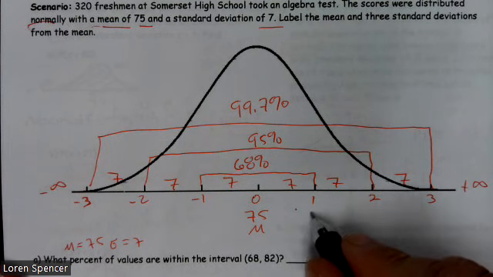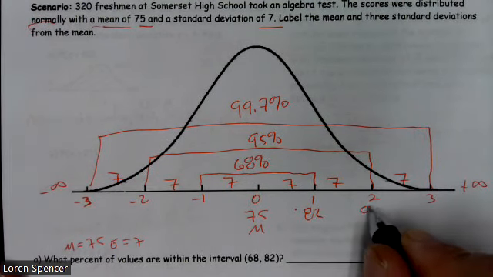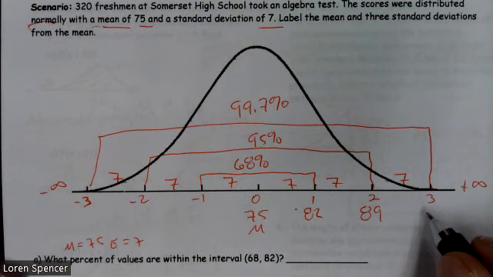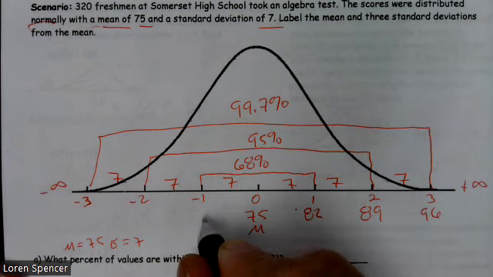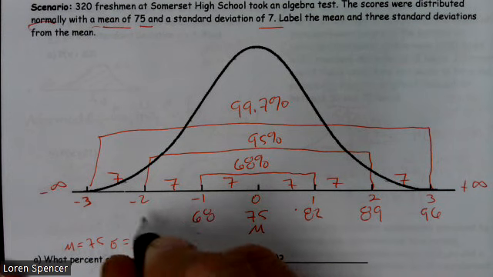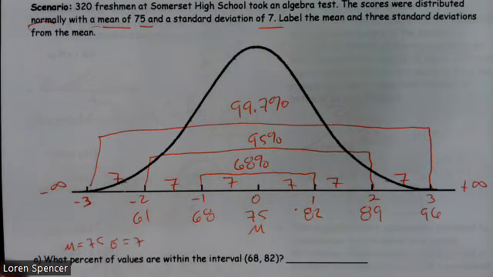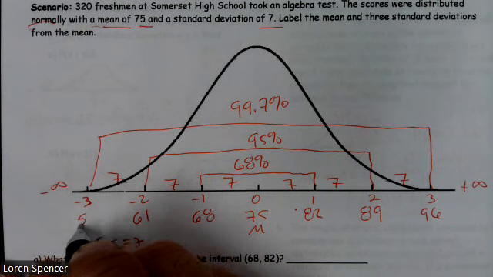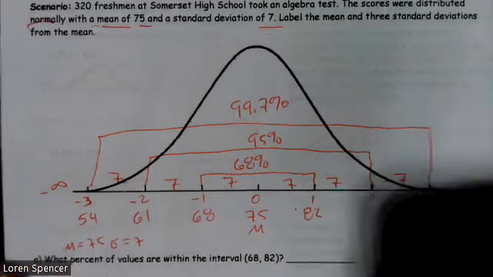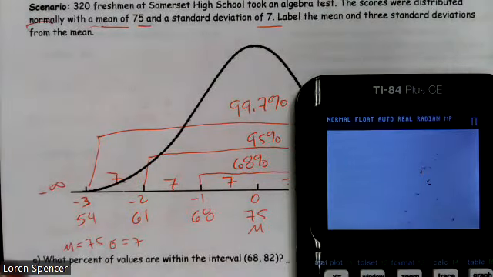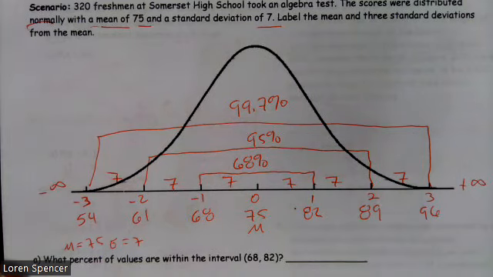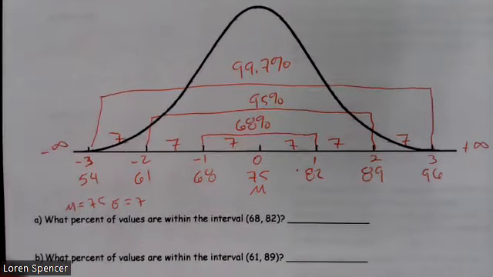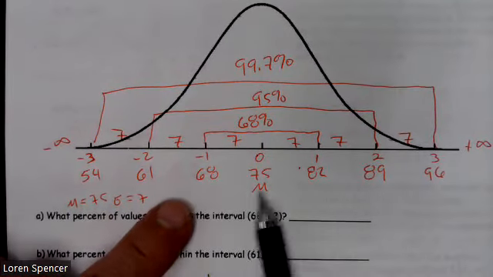So if I add 7, this is 82. This becomes 89. This becomes 96. Subtracting, this drops down to 68. This drops down to 61, and this drops down to 54. And we can check that on a calculator: 75 minus 3 times 7 is 54. We could check all those if we wanted to, but they're all changing by 7. So what percent of the values are between 68 and 82?